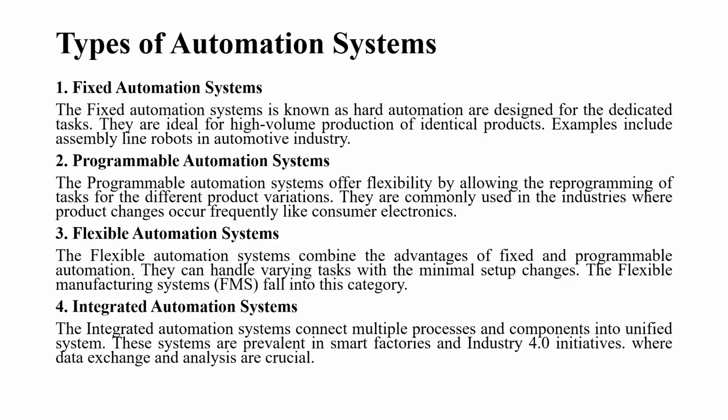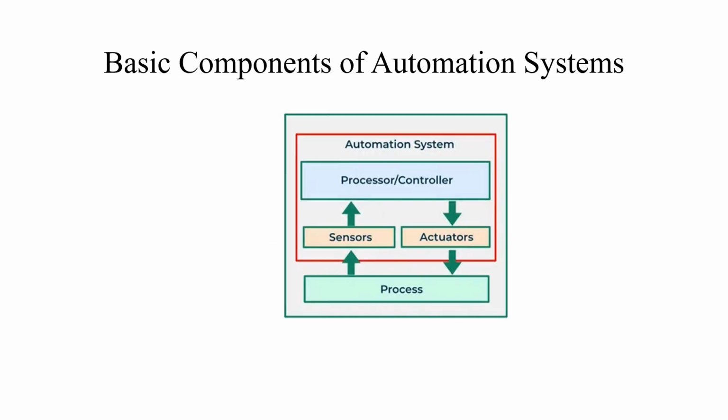Next is the integrated automation system. The integrated automation system connects the multiple processes and components into a single unified system. So these systems are prevalent in smart factories and Industry 4.0 initiatives where data exchange and analysis are very crucial. So next, the basic components of an automation system. So the automation system consists of processors, controllers, sensors, actuators.